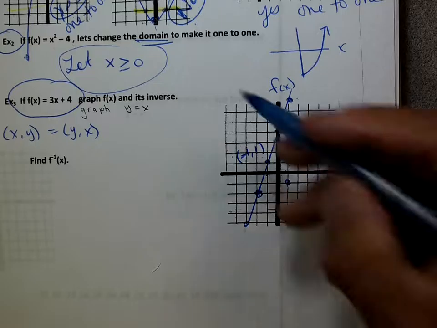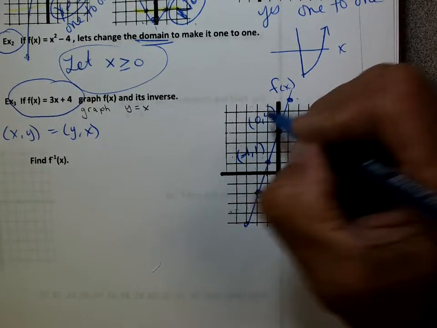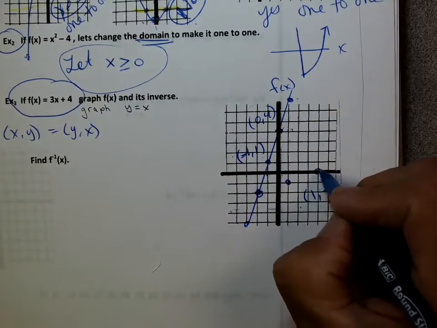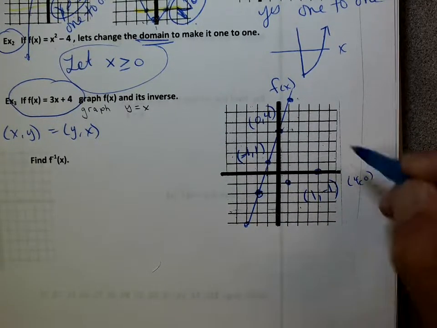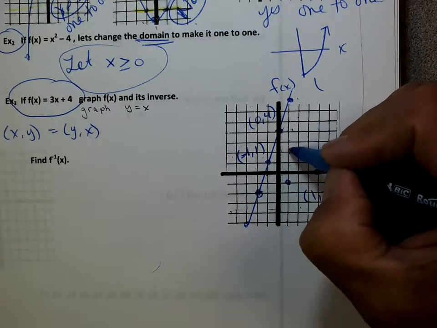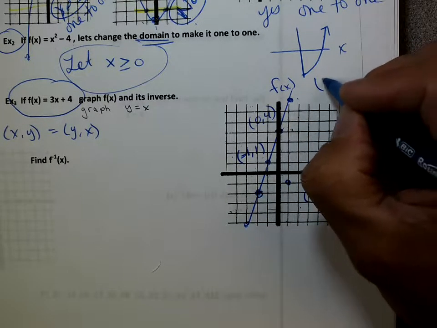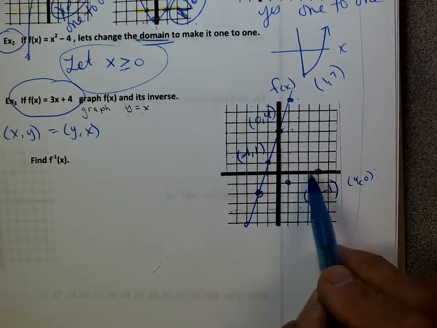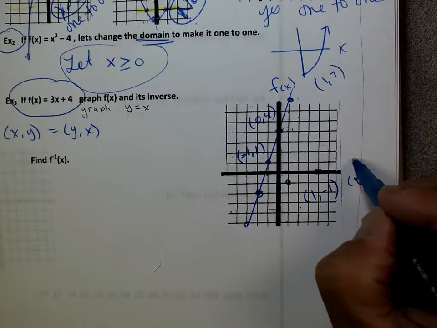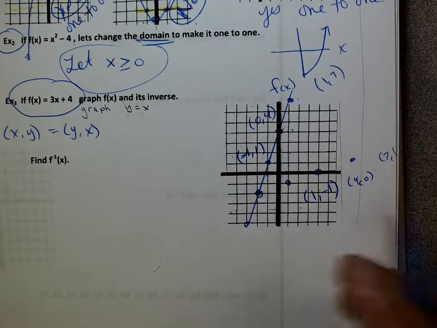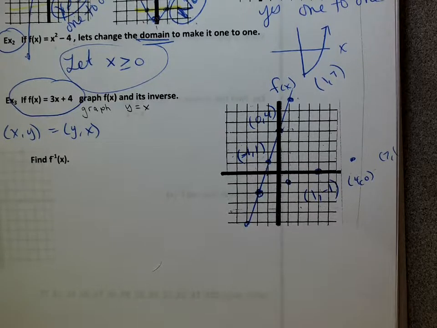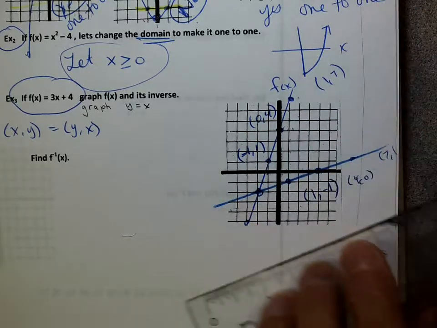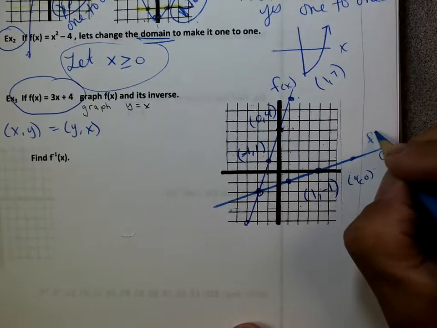How about this point? This is the point at 0, 4. What's the inverse of 0, 4? 4, 0. Yeah. 1, 2, 3, 4, 0. It's right there. There's 4, 0. This point right here is at 1, 1, 2, 3, 4, 5, 6, 7. So 1, 7. Switch it. What's it become? 1, 2, 3, 4, 5, 6, 7, 1. It's about right there. Okay, there's 7, 1. And let's graph it. So the inverse is going to be this one right here. Okay, that's my inverse. That's f inverse of x.